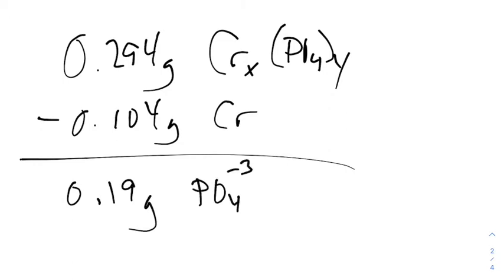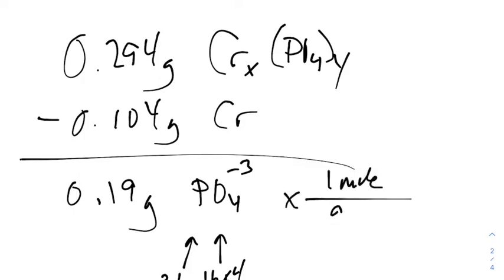So if I know the grams of the phosphate, I know the moles of the phosphate. All I have to do is add that up. Phosphorus is 31, oxygen is 16 4 times. So 16 4 times and a 31 gets me a 95. So I'm going to multiply this by 1 mole per 95 grams.